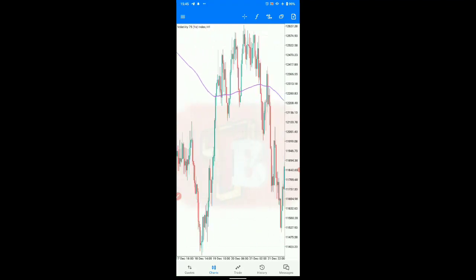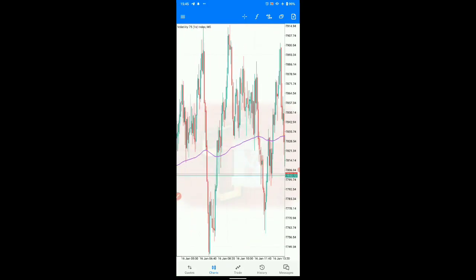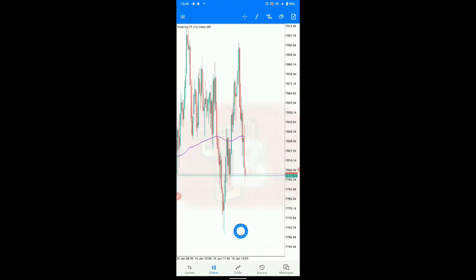And one thing before I forget, always go down back to your 5-minute time frame. That is where you can actually take a trade, not in the 1 hour time frame.